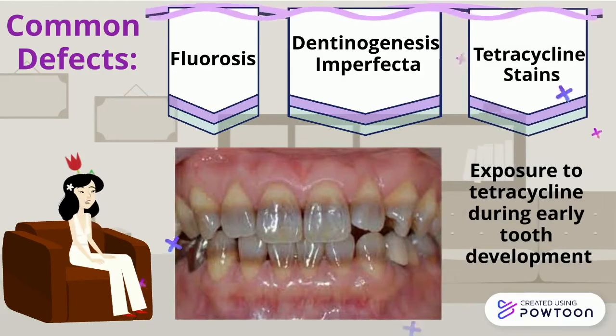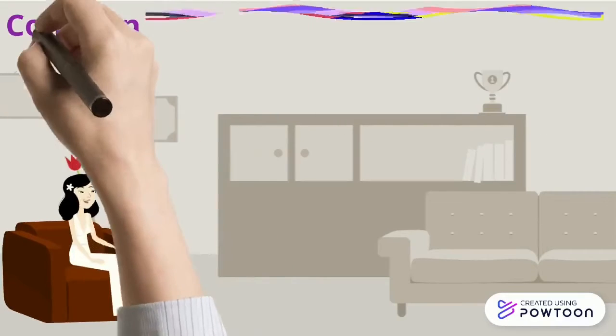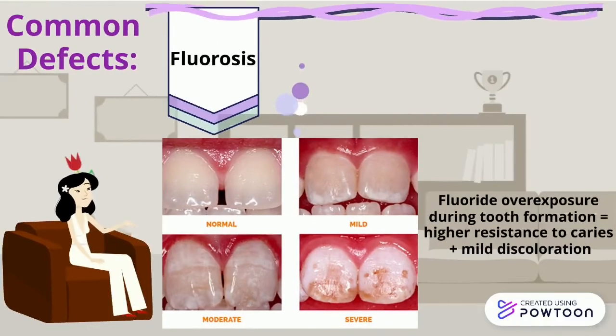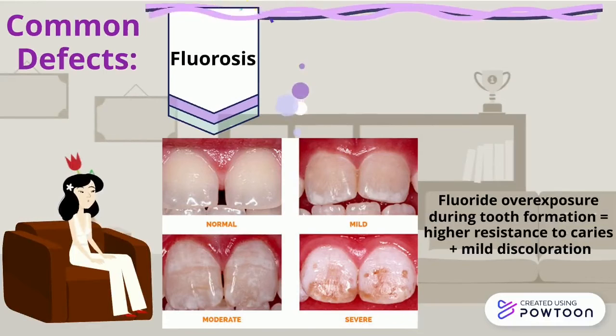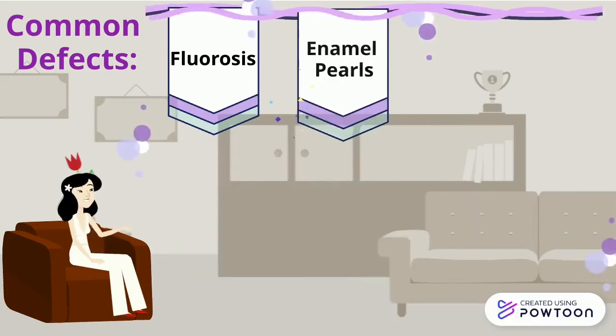Tetracycline has a strong affinity to becoming incorporated into bone and dentin. Exposure to tetracycline in forming teeth gives the dentin a yellow color, which after prolonged exposure to light turns grayish. Similarly, common defects of amelogenesis include fluorosis, which is caused by overexposure to fluoride during the first 8 years of life, when most permanent teeth are still being formed. Affected teeth will appear mildly discolored but highly resistant to caries.